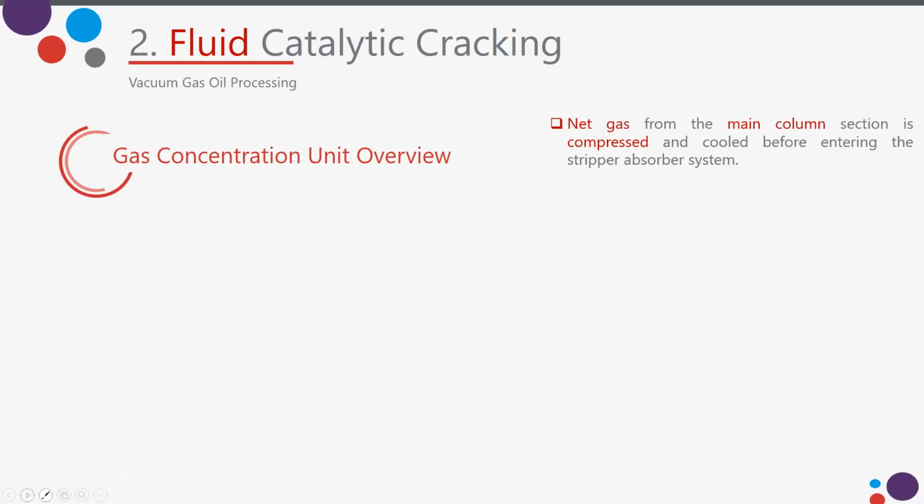So the wet gas from the main column section is compressed and cooled before entering the stripper absorber system. So we have here our wet gas from the main column receiver. It is compressed. We have a wet gas compressor, 2 stages, and we cool in the high pressure condenser. The liquid we will send to the high pressure receiver.